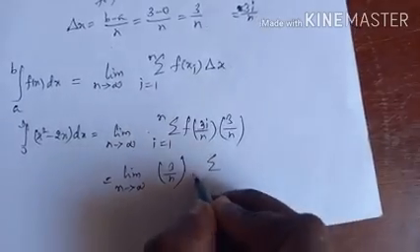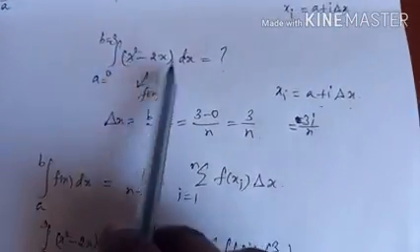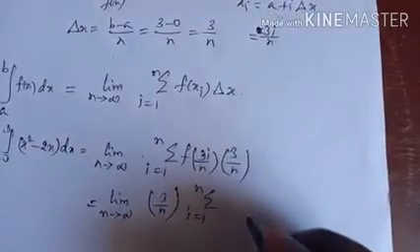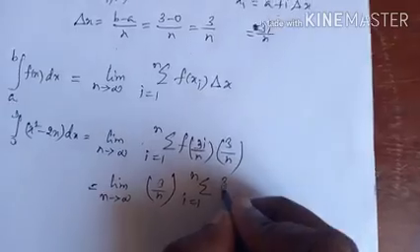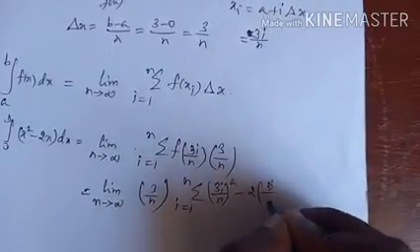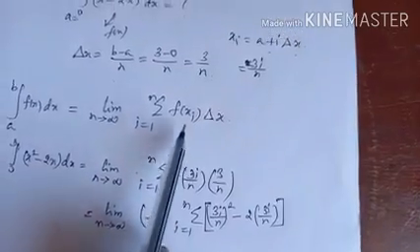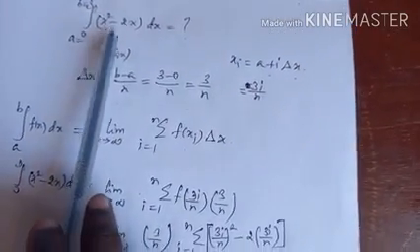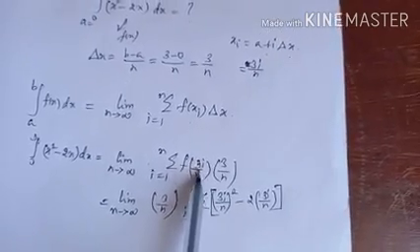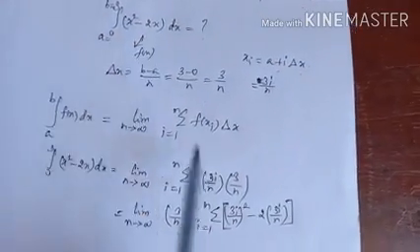Limit n tends to infinity, it is 3 by n, summation i from 1 to n, f of 3i by n. Our f of x is x square minus 2x. In place of x I have 3i by n, so 3i by n the whole square minus 2 into 3i by n. Listen here. What is f of xi? F of x is x square minus 2x. In place of x I have 3i by n, so I have substituted 3i by n whole square minus 2 into 3i by n.